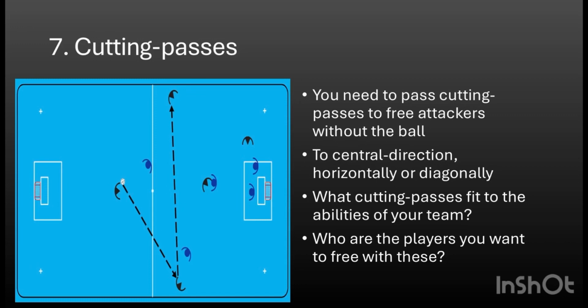Those directions might be a central direction, a shorter pass there, a horizontal wide pass, or a diagonal pass. But you need to figure out what cutting passes fit the abilities of your team and the behavior and actions that your players can do in the best way out of all these options. And who are the players you want to free with these? You need to keep in mind who you are playing those scoring chances to.